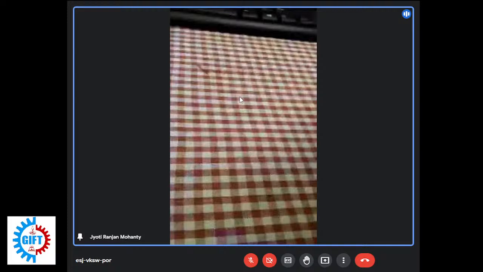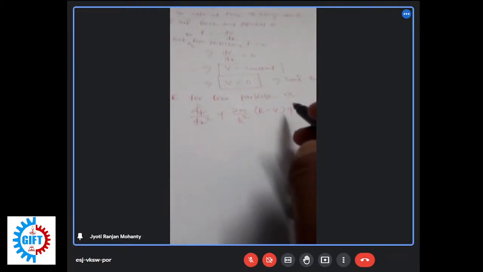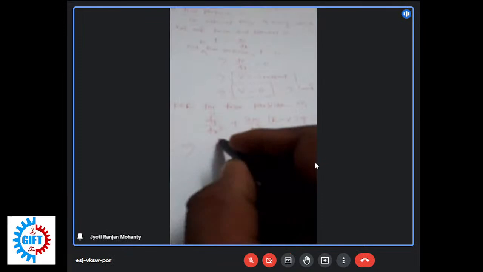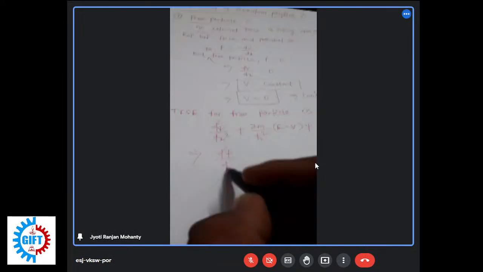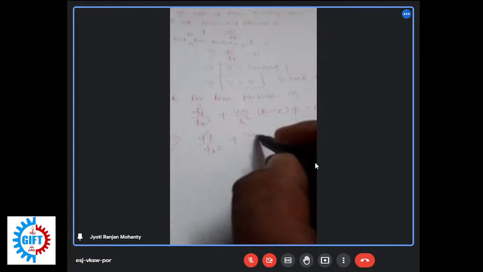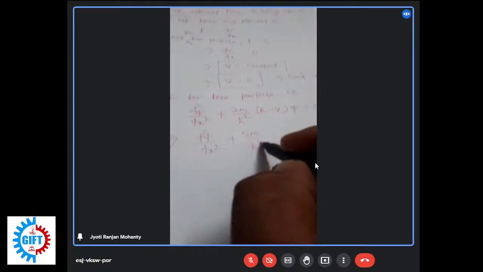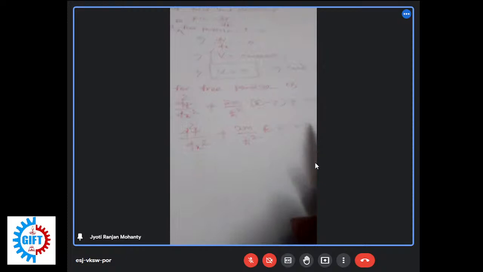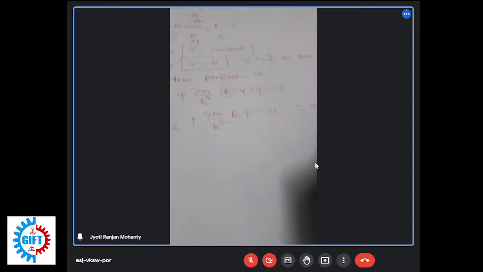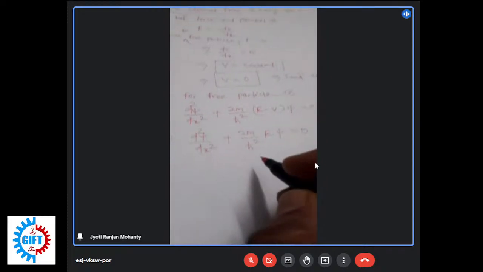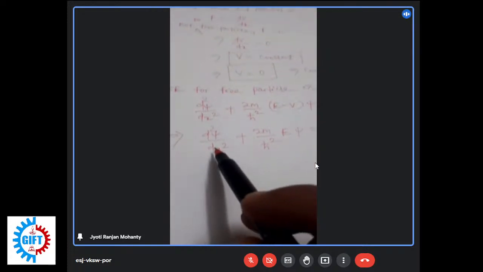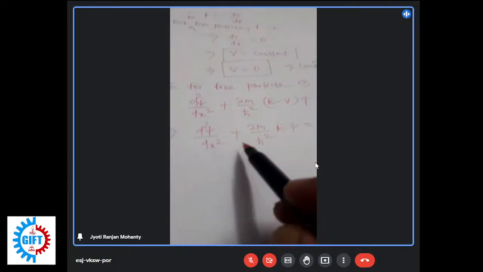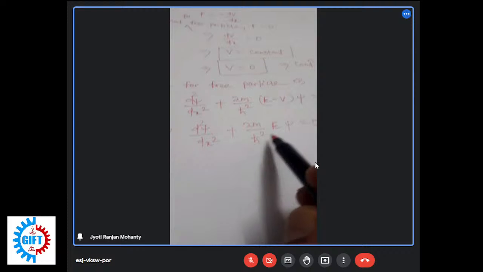So the time independent Schrodinger equation for a free particle: what is the value of V? V is equal to 0. So this implies d square psi by dx square plus 2m by h cross square E psi is equal to 0, because V is equal to 0 for a free particle. If a question asks to write down the time independent Schrodinger equation for a free particle, you can directly write this: d square psi by dx square plus 2m by h cross square E psi is equal to 0.